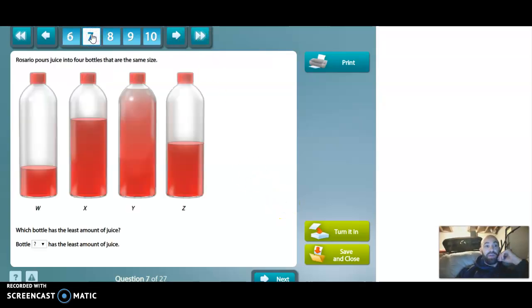Number 7, Rosario pours juice into 4 bottles that are the same size. Which bottle has the least amount of juice? So look there. 4 options. Which one has the least amount of juice?